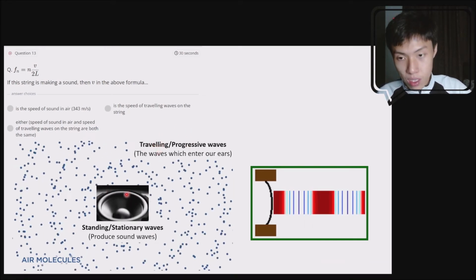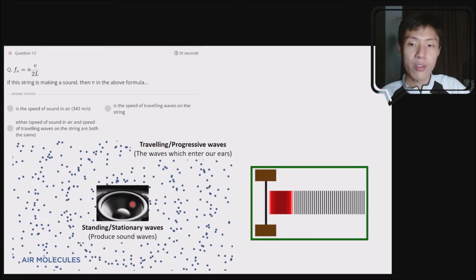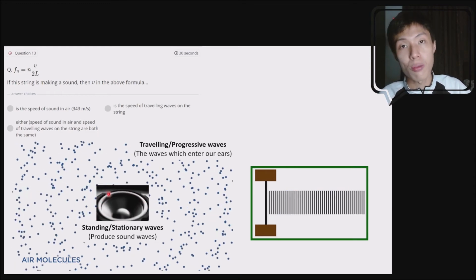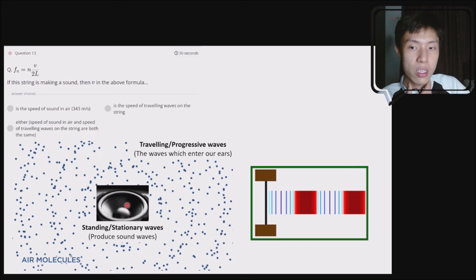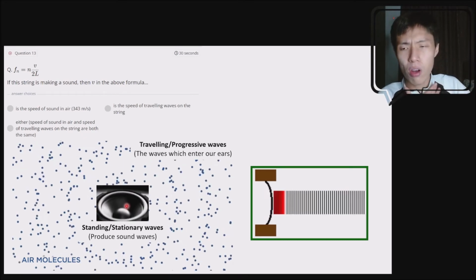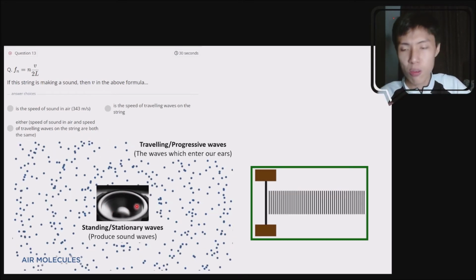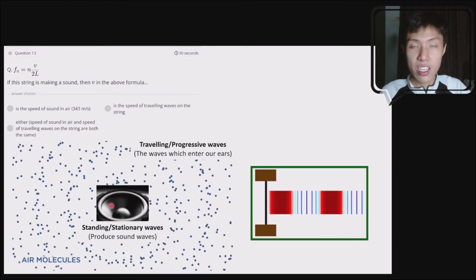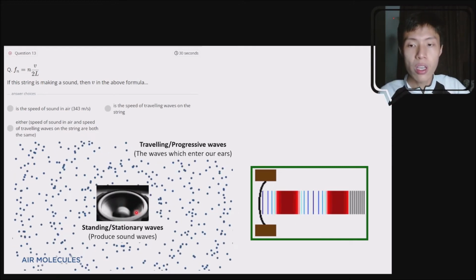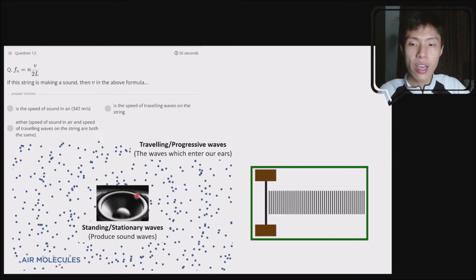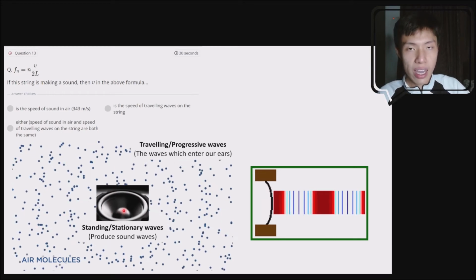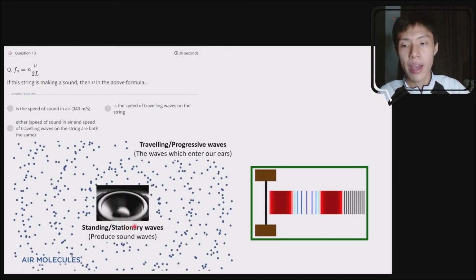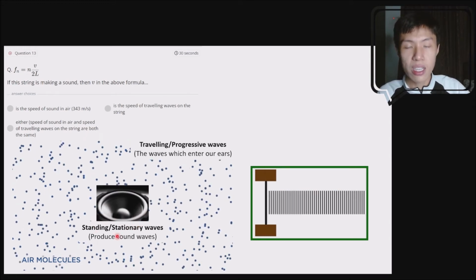Okay, so usually when we talk about sound, there's always some kind of instrument that is producing the sound. The instrument can be our throat, our voice box, or a speaker, or a guitar string, or a flute, or a kazoo, or anything. Any kind of instrument that can produce sound is actually producing it through a standing wave.